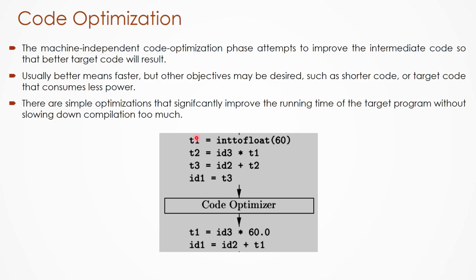Here in the input we have 3 temporary variables. So first temporary variable equal to ID 3 star 60. So here it is actually ID 3 star T1. T1 is nothing but int to float 60. Instead of that, here we have 60.0. And ID 1 equal to ID 2 plus T1. ID 1 equal to T3. There it is actually ID 2 plus this T1. So code optimization is to generate better target code, because it helps to run the programs much faster.